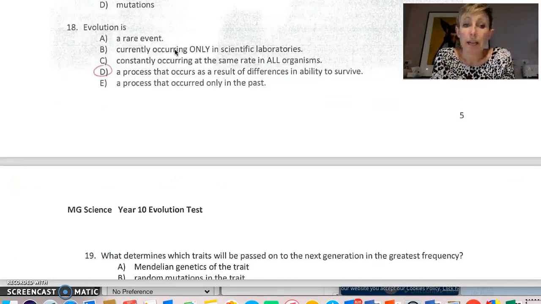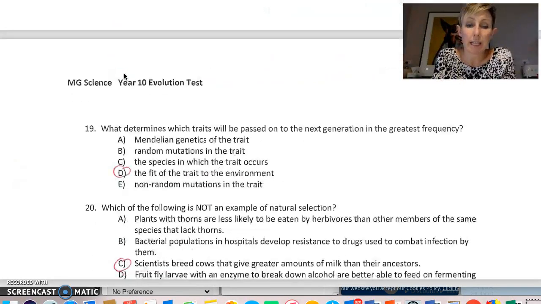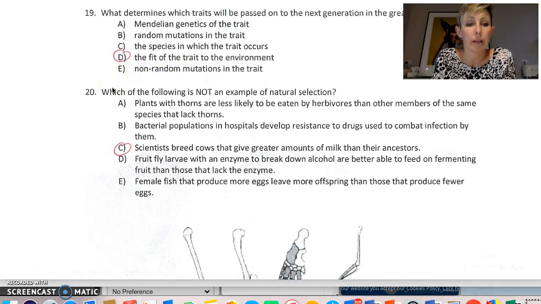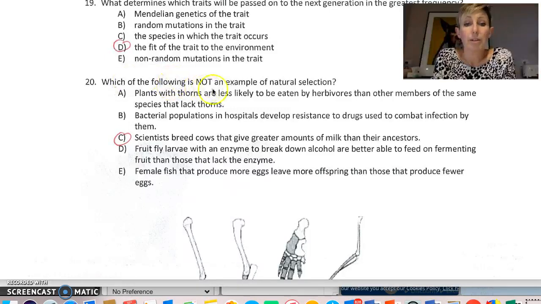Evolution is a process that occurs as a result of differences in the ability to survive. So question 18 is D, should be fairly straightforward. 19. What determines which traits will be passed on to the next generation in the greatest frequency? So the fitness of the trait or the characteristic to that environment. The answer is D.